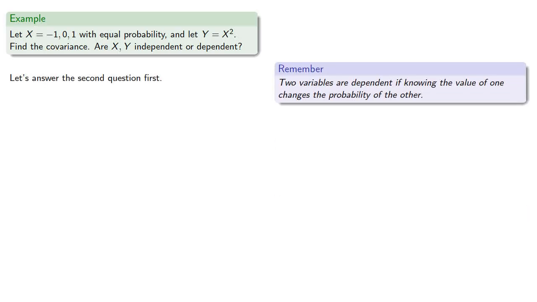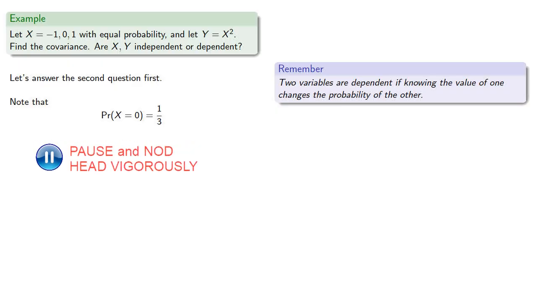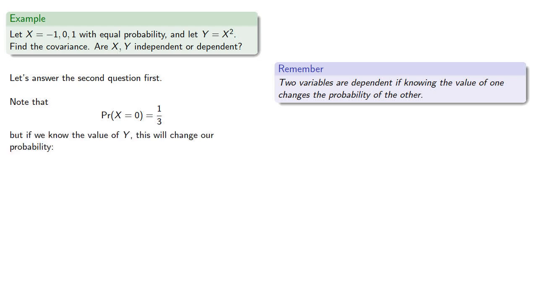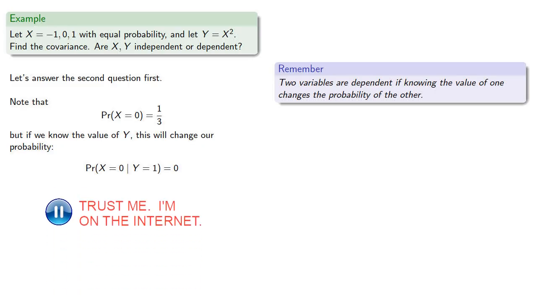Remember, two variables are dependent if knowing the value of one changes the probability of the other. So we note that the probability x equals 0 is 1/3. But if we know something about the other variable, if we know the value of y, this will change our probability. If we know that y is 1, first of all, we know that x can't be 0, so the probability that x is 0, given that we know y is 1, is going to be 0.